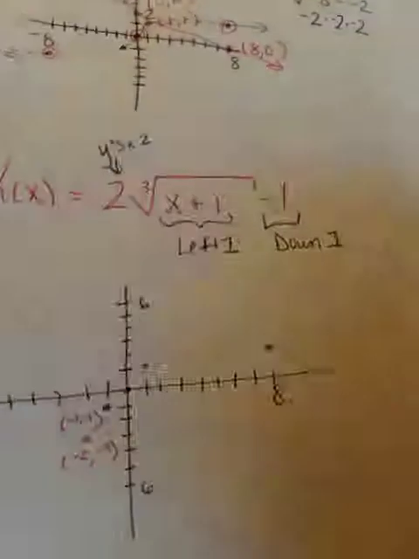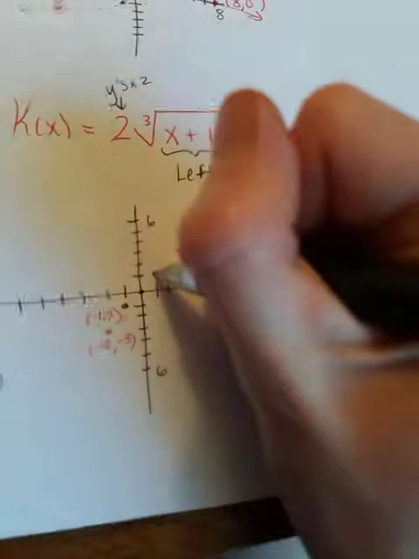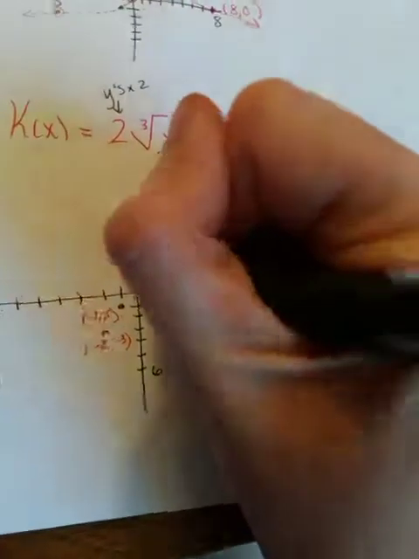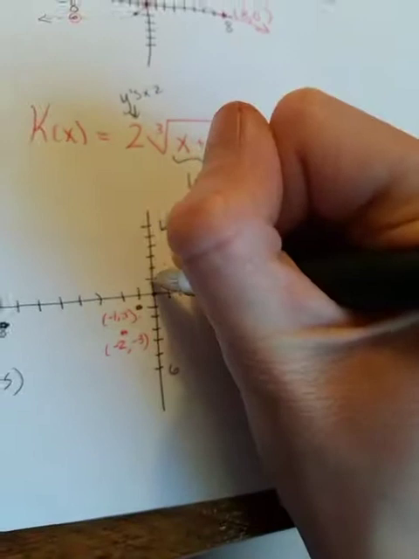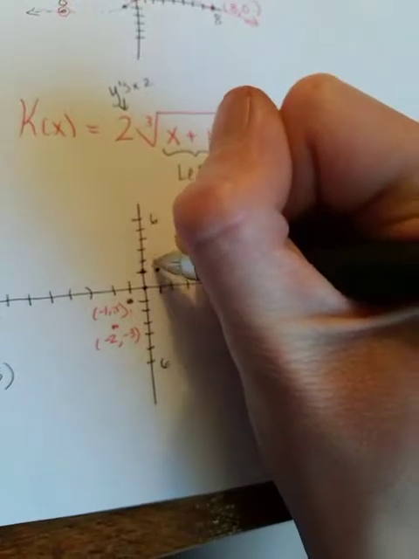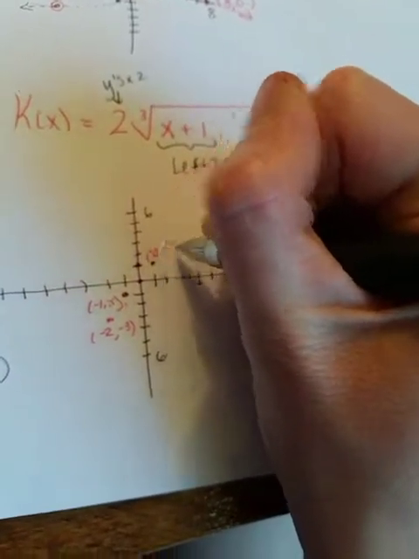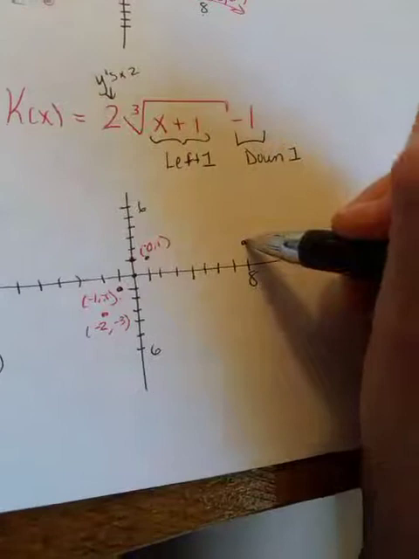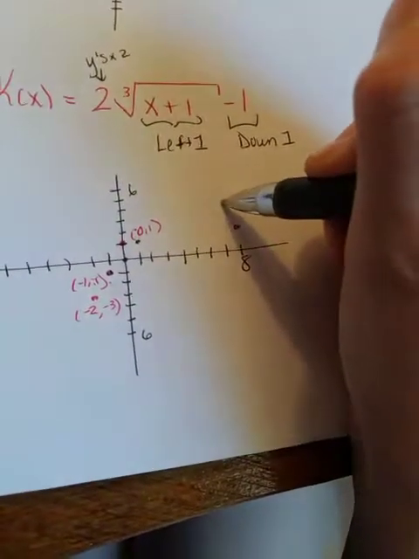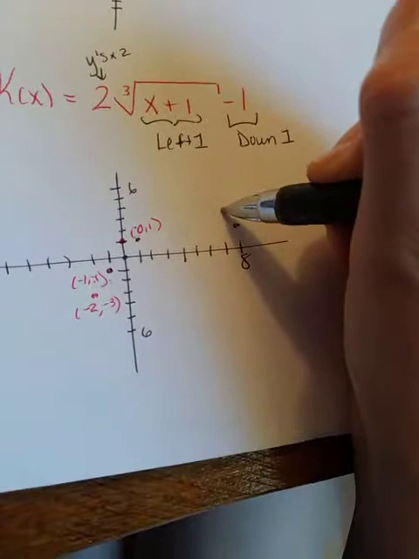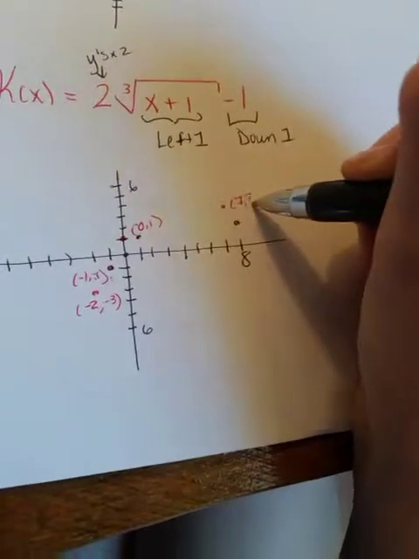Sorry. Coughing. All right, this one here. Y's times 2. 1 times 2 is 2. I have to go left 1 and then down 1. So I end up at 0, 1. And your last one here, 2 times 2 is 4. I have to go left 1 to 7 and then down 1. So this is going to be 7, 3.